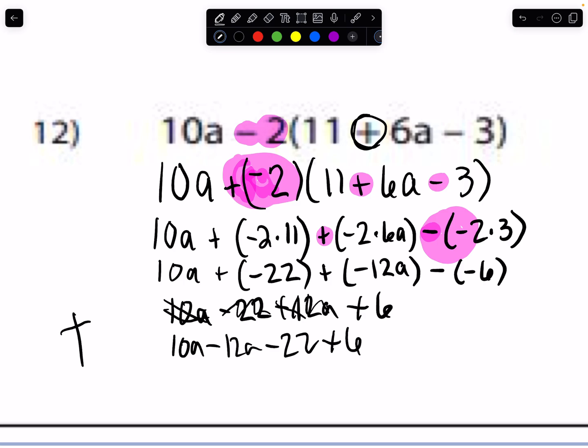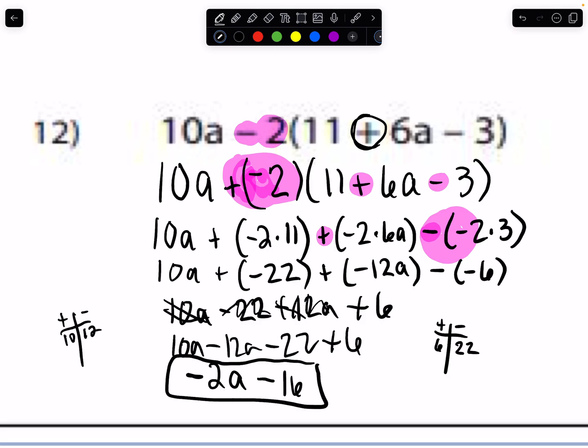I'm going to go play my little baseball. Positive, negative. I have positive 10, negative 12. So the negative team wins with the a's by 2 points. I'm going to play my game over here with the positive team and the negative team. Positive team wins 6, negative team wins 22. So my negative team wins by 16 points. This one is a challenge.